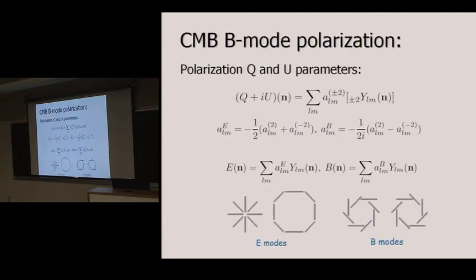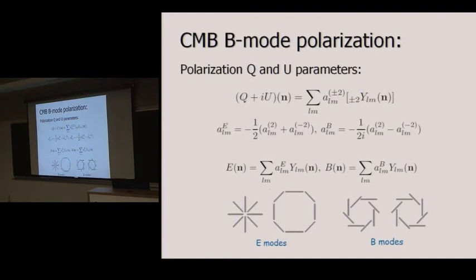And as you probably know, the CMB B-mode polarization comes from the polarization Q and U parameters. These two Stokes parameters are functions of the angle on the sky, so they can be decomposed using spin-2 spherical harmonics. These coefficients can be rearranged with some plus and minus signs, so basically they linearly combine to form the scalar E and B fields on the sky.